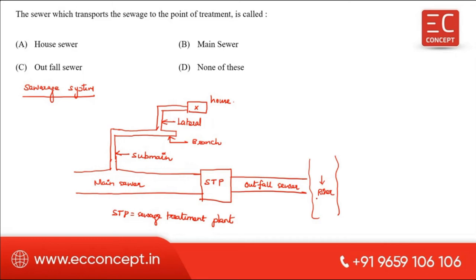You also have to keep in your mind, the outfall sewer flows by pressure force, but the main sewer flows by gravity force. Main sewer flows by gravity force, but outfall sewer flows by pressure force. Now, what is the answer? The answer for this question is the sewer which transports the sewage to the point of treatment. This is the point of treatment. From the point of treatment, which sewer are we using? That is an outfall sewer. So the answer for this question is outfall sewer. Understood? Next one.